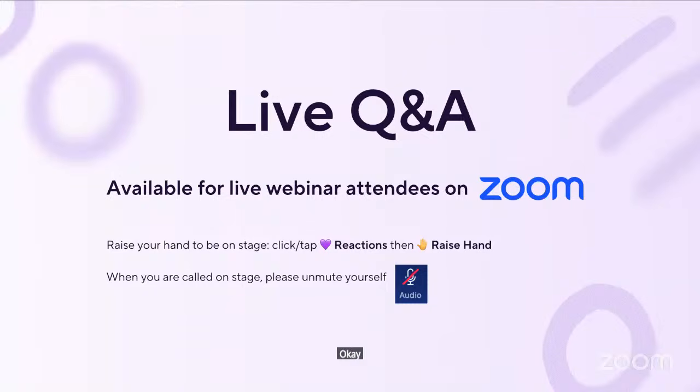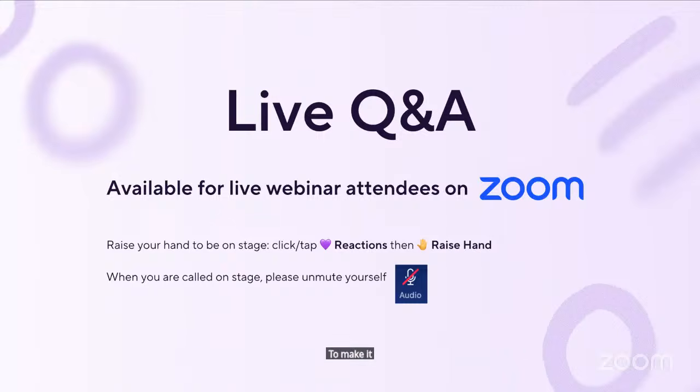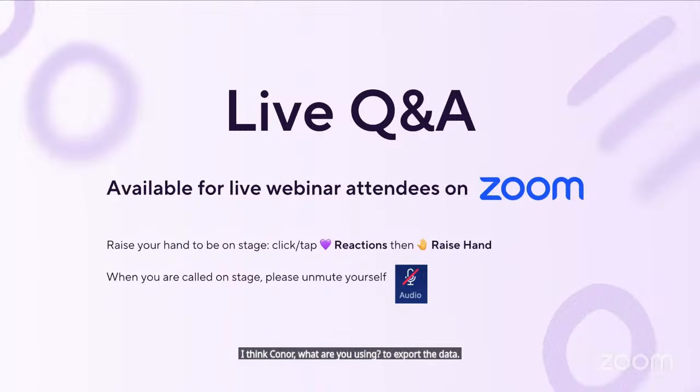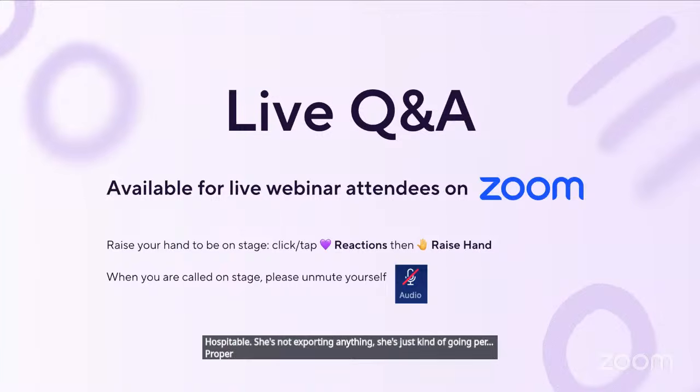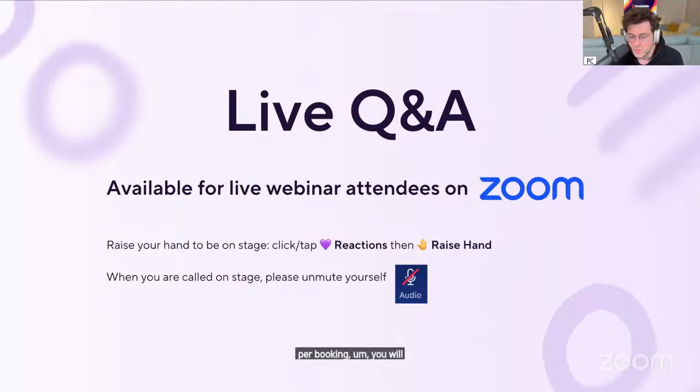And so then at the end of the month, when we're looking through, will it be broken down so our bookkeeper can see what they need to be charging to make it comparable to before? I think, Connor, what are you using to export the data? Honestly, at this point, I think she's just going into the details of Hospitable. She's not exporting anything. She's just going per property, per listing. I'm sorry, per booking. Per booking. You will see on the reservation financials, you will be able to see the breakdown as it exists today.